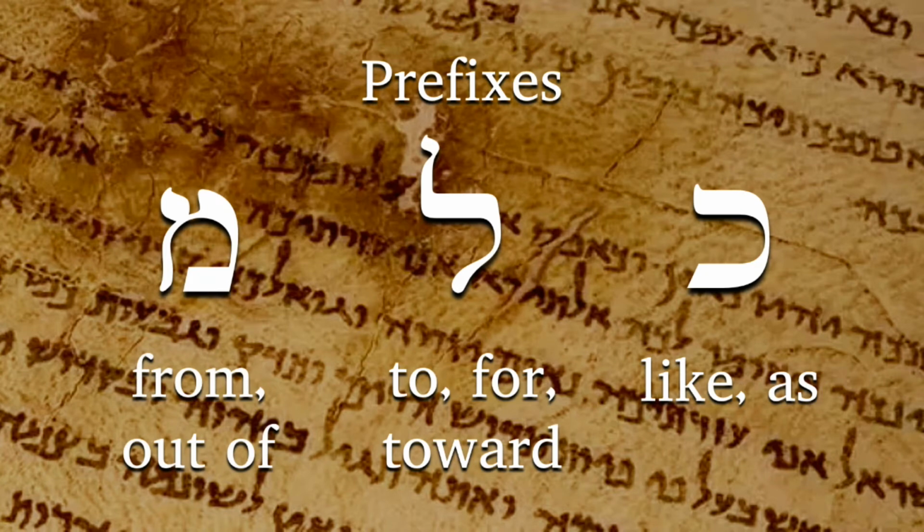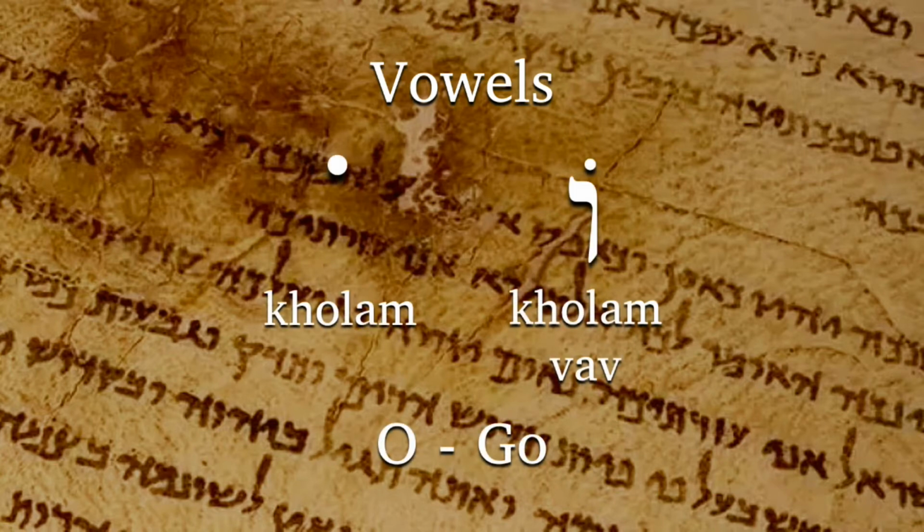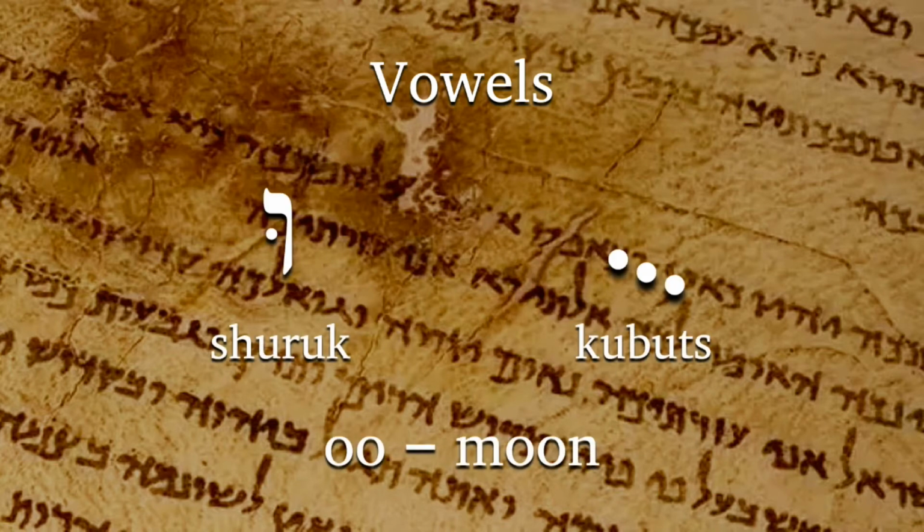Okay. Vowels so far, I hope you guys know this. That's the ah sound. This one's the O sound. This is the oo sound. I taught this last week. It's a really rare vowel, but it's the oo sound as well.